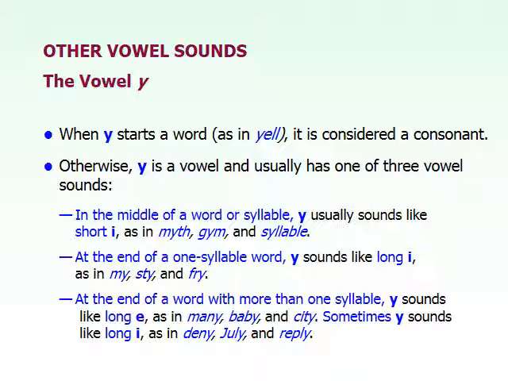When it's at the end of a one-syllable word, so remember a syllable just has one vowel sound, it's usually a long I. So my, sty, and fry. But when it's at the end of a word with more than one syllable, Y tends to sound like a long E, like in many, baby, city. Sometimes it sounds like a long I, as in deny, July, and reply. But in general, we're going to say that it sounds like a long E.